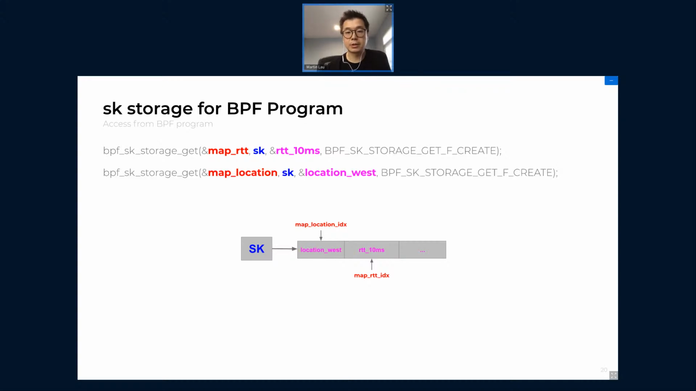So to store the location data, we will call the helper again, but this time we will pass in the map location instead of the map RTT, because the map location will tell us where to store this location data. So it will be the first element here in this array.